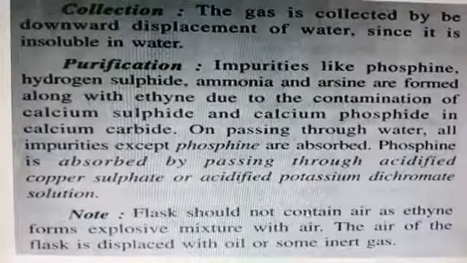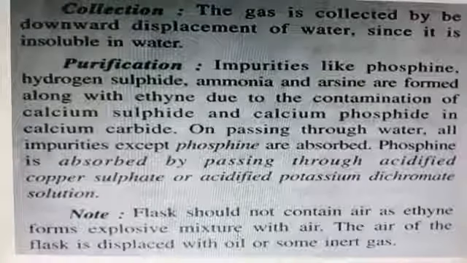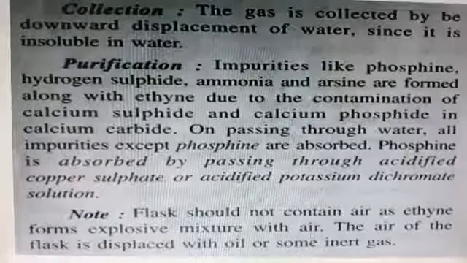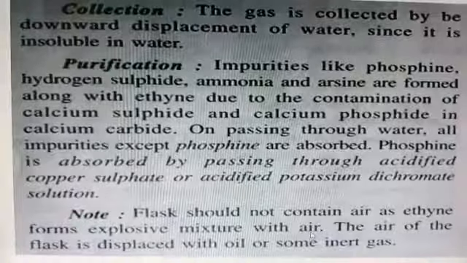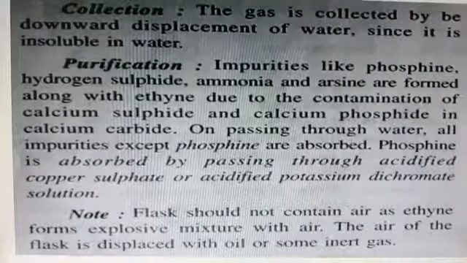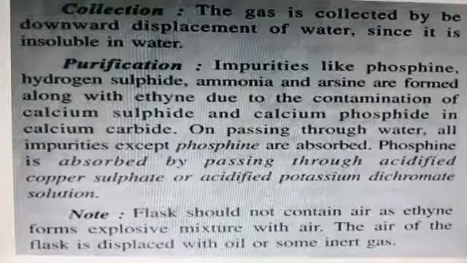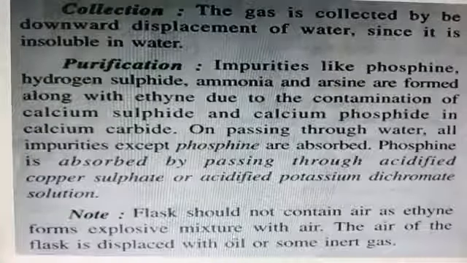Now see here, this is the precaution that we need to take. The flask should not contain air as the gas forms an explosive mixture with air. So the flask where we are collecting the gas should not contain air. It has to be removed by using a vacuum pump. Otherwise, when it comes in contact with air, it forms an explosive mixture and it may burst.